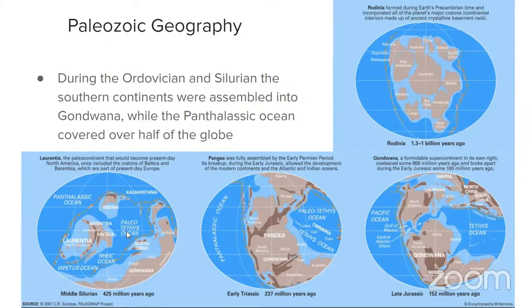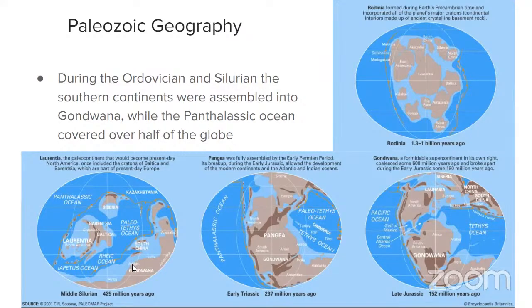And you can see even a second sort of ocean here, this Paleotethys ocean. That's not super important at this point, but in some of our future time periods, we're going to talk about the Tethys sea. So it's kind of related to that, so that'll kind of come back later.